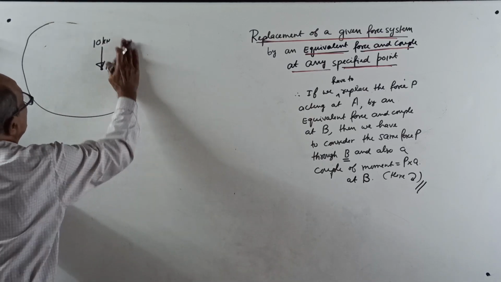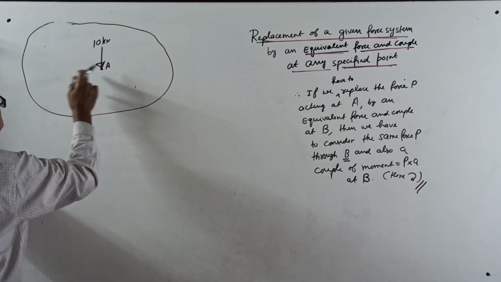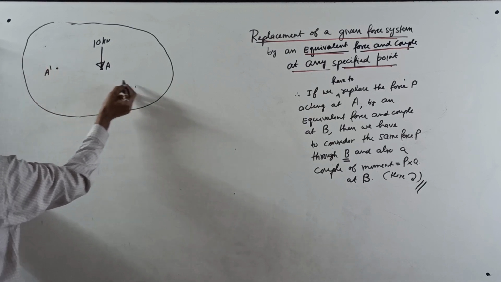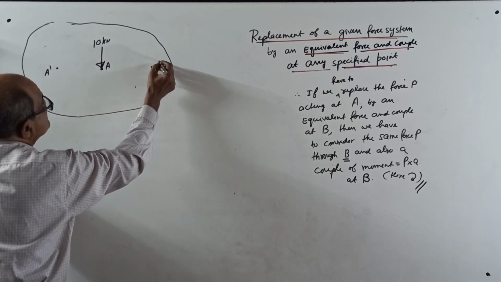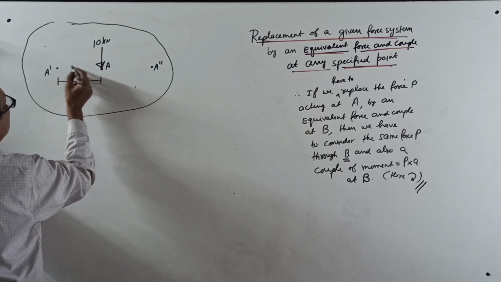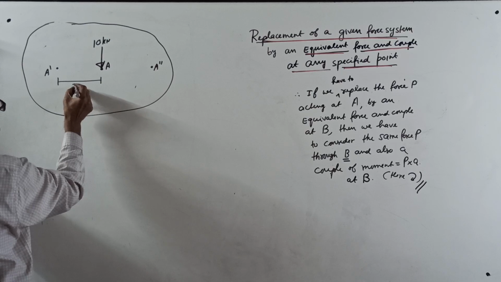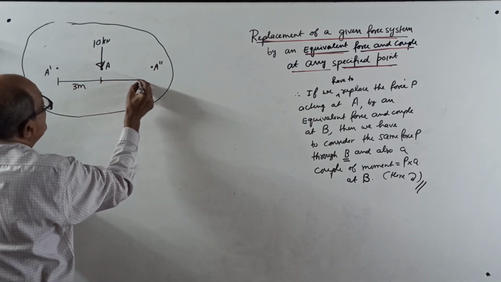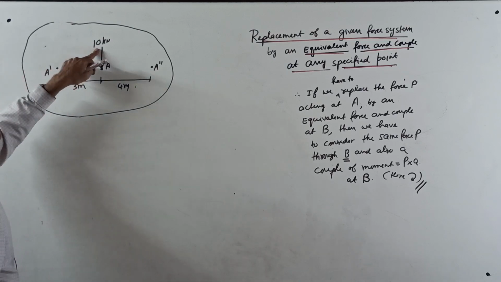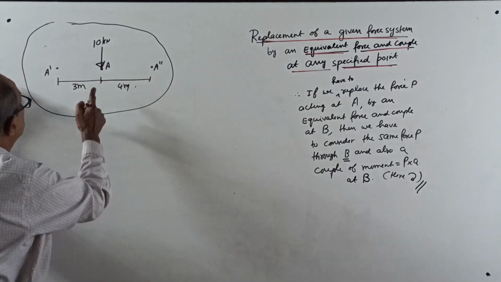Okay, a little bit bigger. I write here. We want to shift this force to a new point called A dash, and one point here called A double dash. This perpendicular distance, perpendicular to this force, is 3 meter. Imagine this is 4 meter. Right here, the 10 kN force is originally acting. This is the original position.